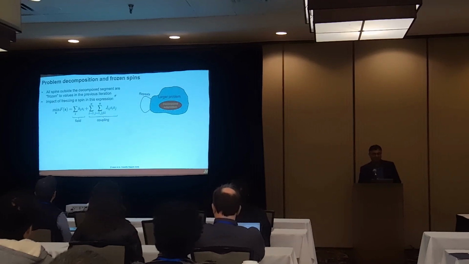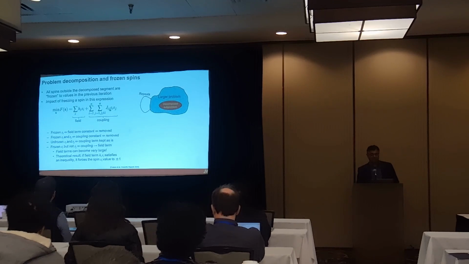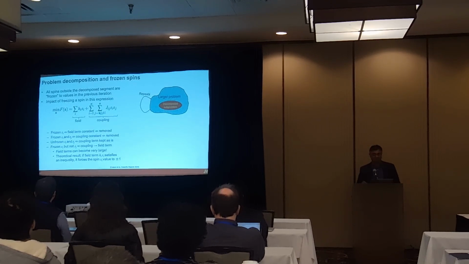If you have something like this, basically you can take your problem and decompose it. When you decompose it, you freeze all the spins that are outside here. When you freeze them, some of these values are going to be fixed to plus or minus 1 from the previous iteration. If this is fixed, then this value is constant, so it can be tossed out of the optimization problem. If both of these are fixed, then the coupling constant can be removed. If one of these is fixed, it becomes this term over here, like a field term. And if both of them are not fixed, then that's a coupling that you need to consider. So that basically creates your decomposed problem.